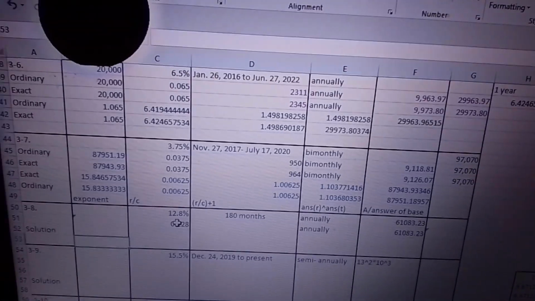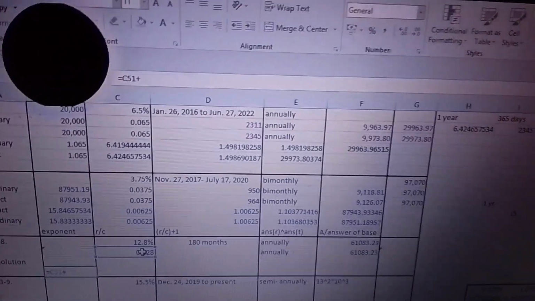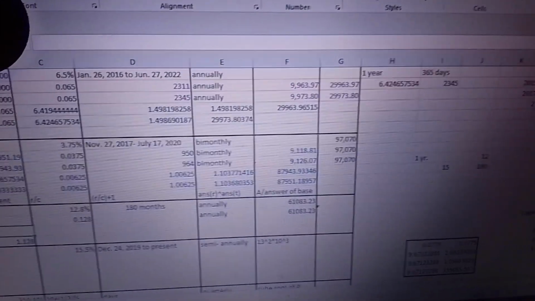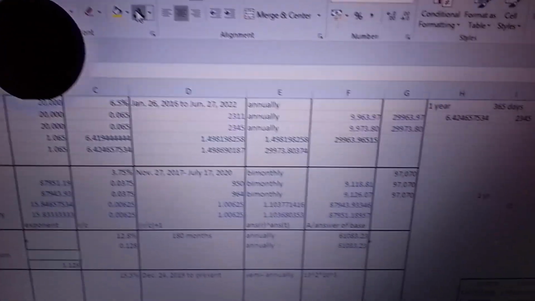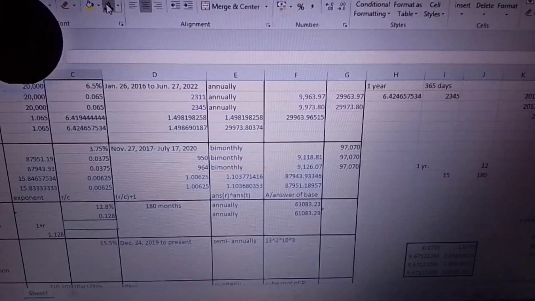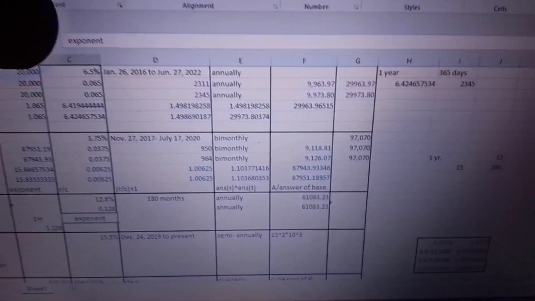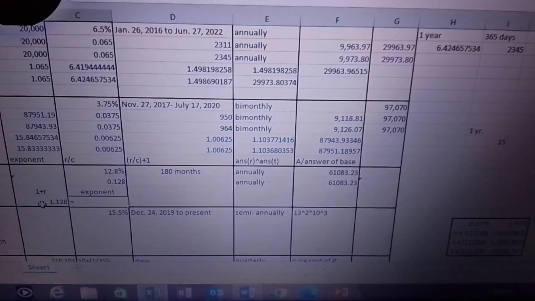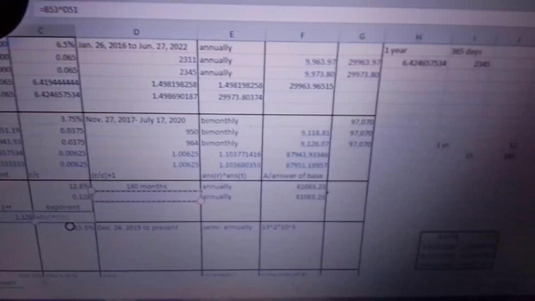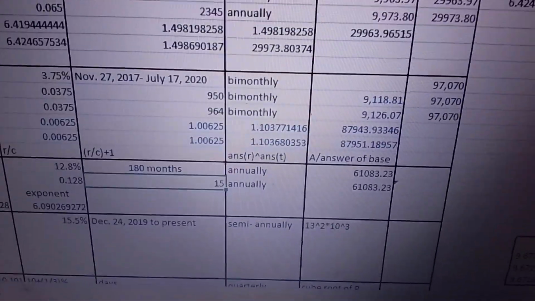This one, 0.128, plus 1. And that is what you call the 1 plus R. We have no compounding period. And then this one, we're going to have to exponentiate. So, it's 1.128 raised to this power. We're supposed to get 15 here. Did we get 15? Yes, we got 15 here, right?